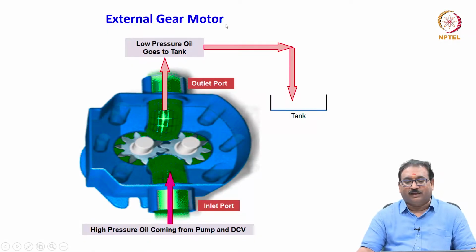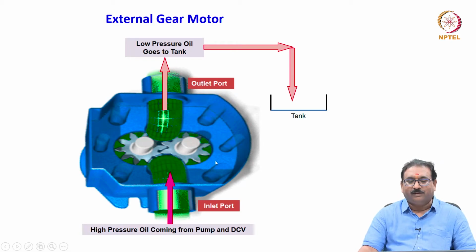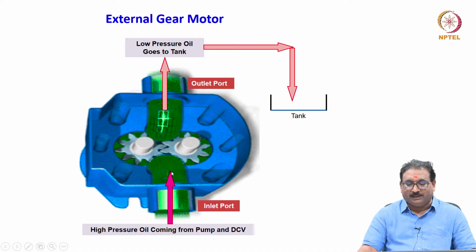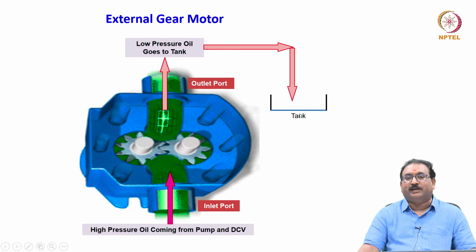Here is an external gear motor, which I have drawn here. The animation will show the high pressure oil coming from the pump and DCVs, which will rotate the shaft by rotating the gears, and fluid is carried around the periphery. After doing the work, it leaves as low pressure oil, which is directed to the tank.